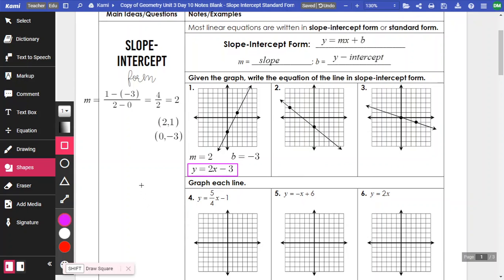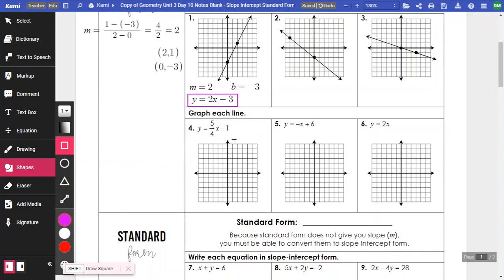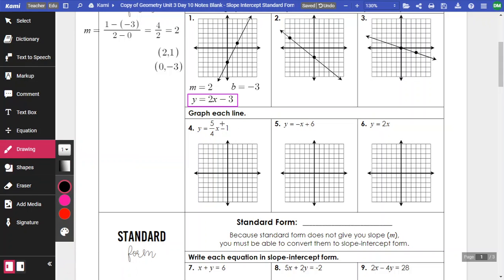Okay, let's go the other direction. We are given an equation of a line, and we want to graph it. And this is where slope-intercept really shines. So our intercept here is this -1. So that means that I can put this point right here, (0, -1). That's our b value, essentially.